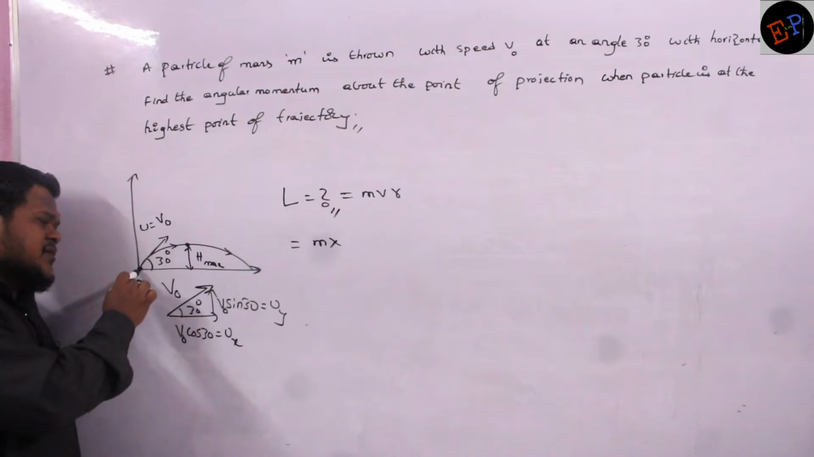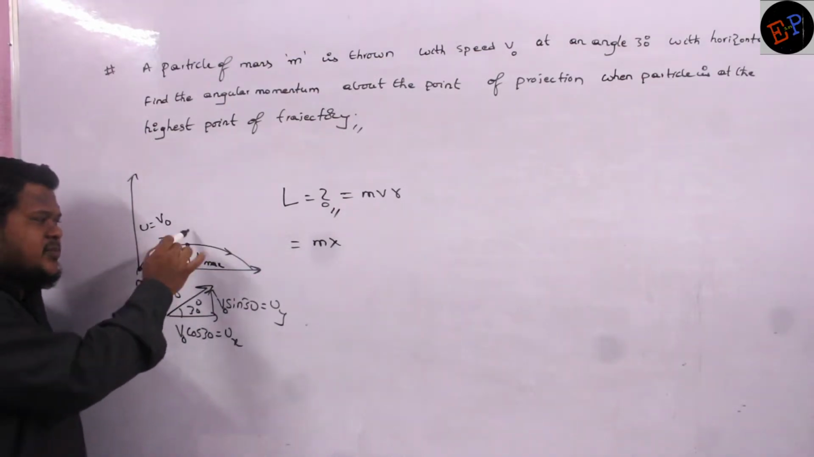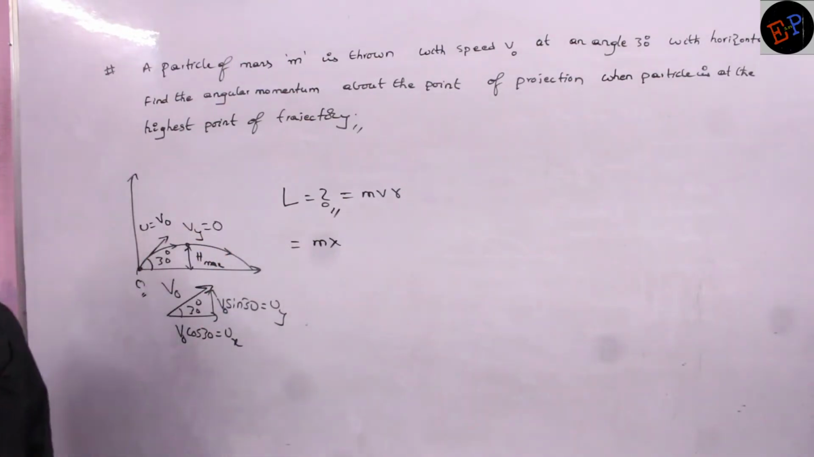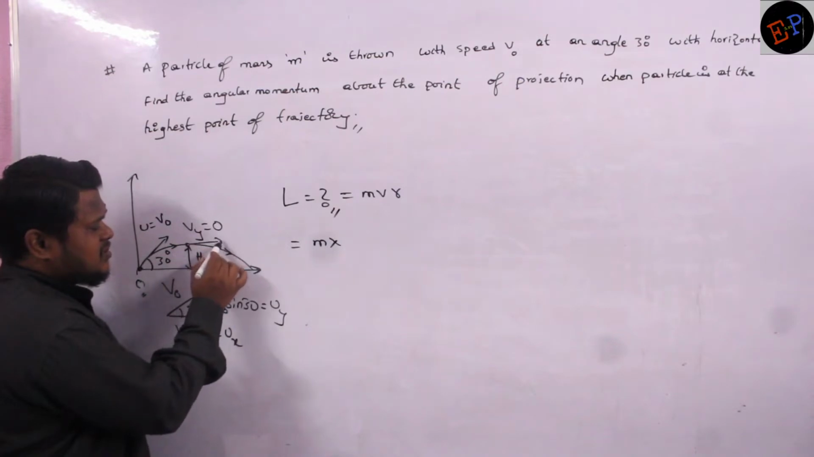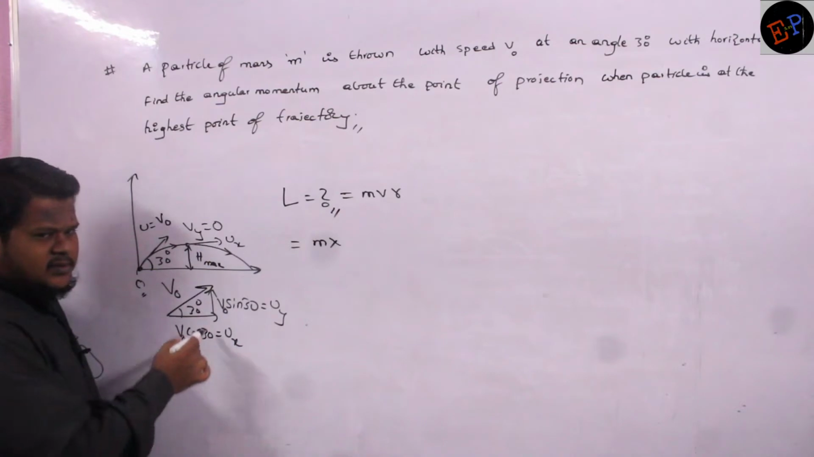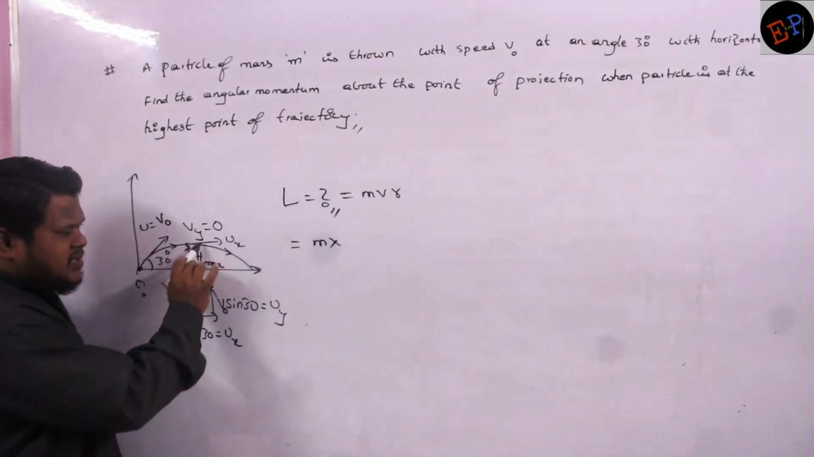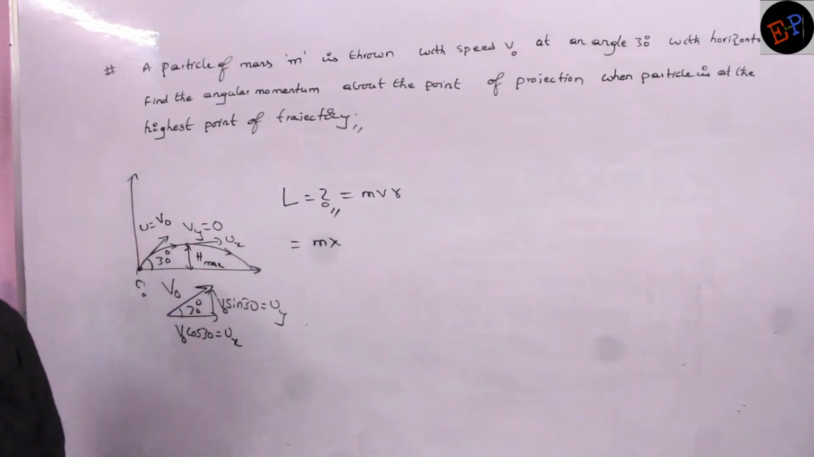But when particle travels from here to here, vertical velocity continuously decreases. At the highest point, final velocity along y-axis will be how much? 0. The velocity along the y-axis becomes 0. But what about velocity along x-axis? Velocity along x-axis remains ux, which is equal to v naught cos 30. Already we studied, no? This velocity never changes. So even at the highest position, particle will have how much velocity? V naught cos 30. Did we study this or not?